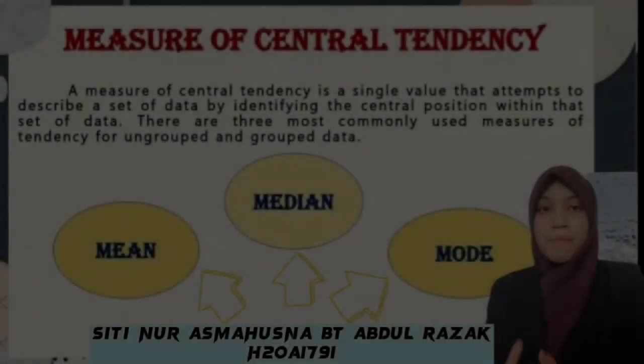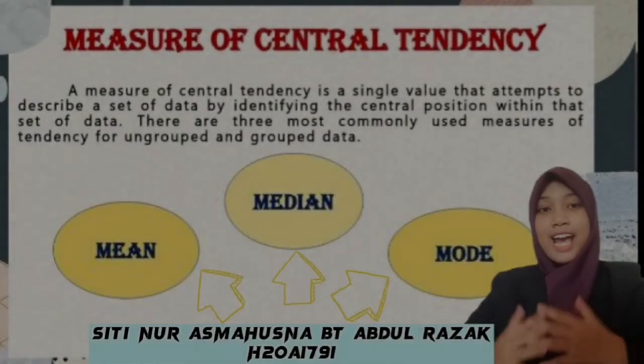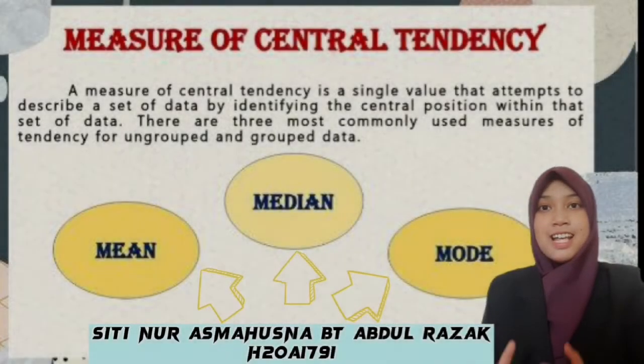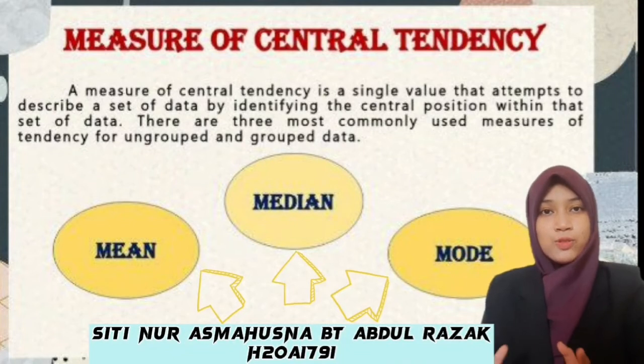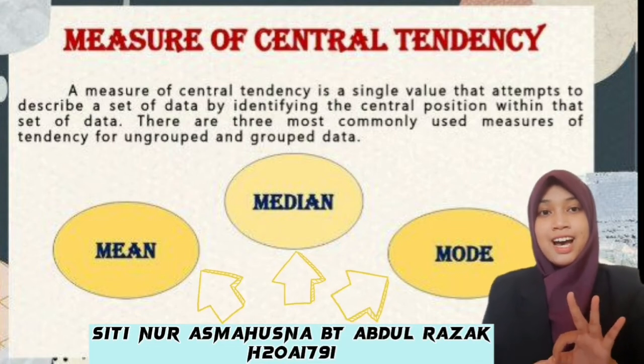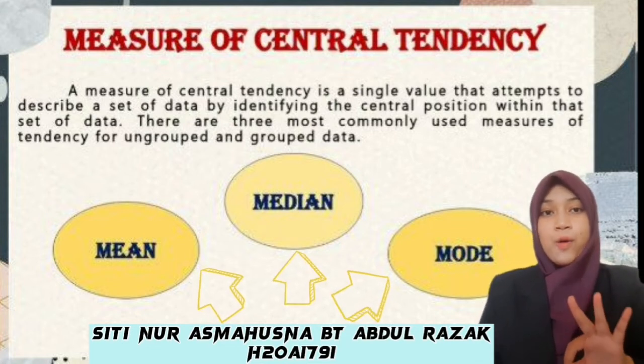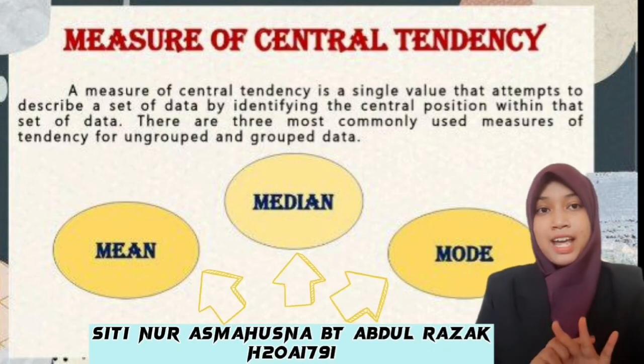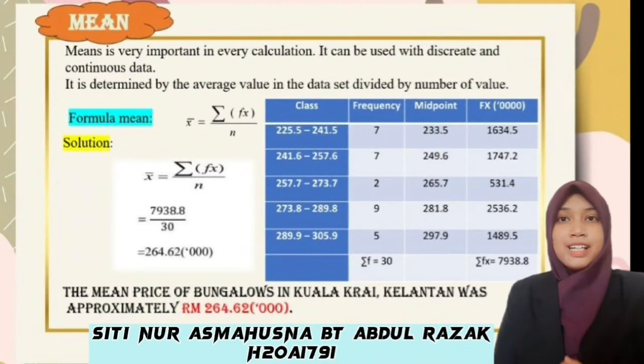Thank you. Next, I will continue with my part, which is measures of center statistics. As we know, a measure of center is a single value that attempts to describe a set of data by identifying the center position. The three most common measures are median, mean, and mode. Mean is very important in every calculation. It can be used for discrete and continuous data.